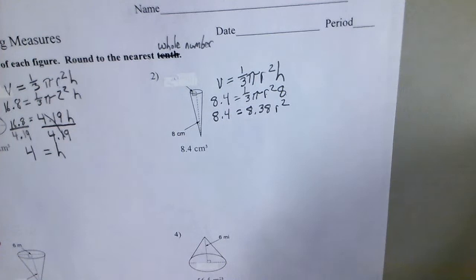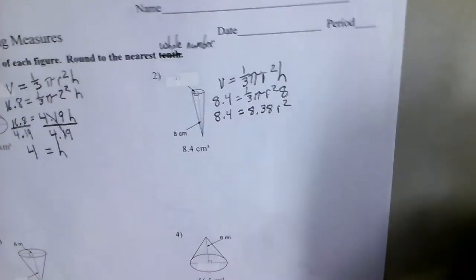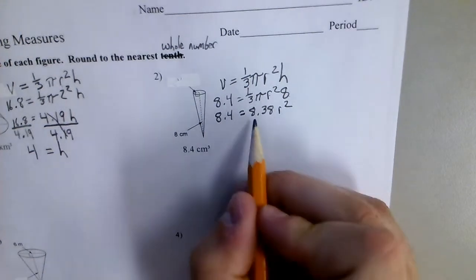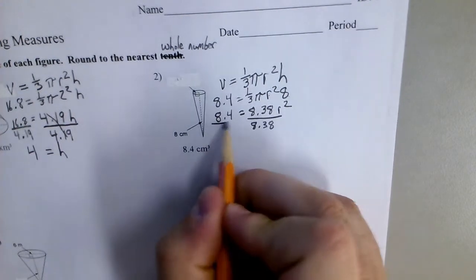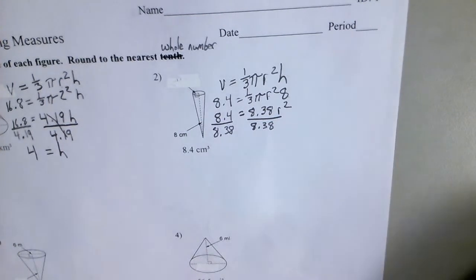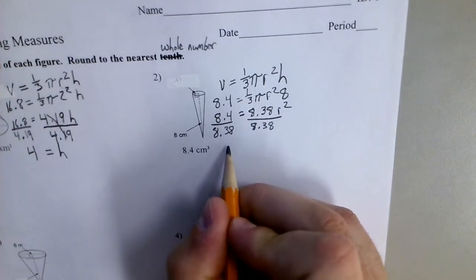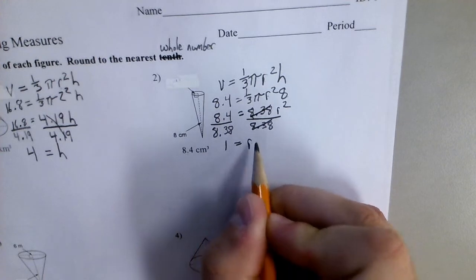So then I'm going to get rid of this 8.38 first. I'm going to divide both sides by 8.38. You'll notice this is really going to be close to 1. So 8.4 divided by 8.38 is going to be basically 1. So I've got 1 on the left side equals, these canceled, and I have r squared.